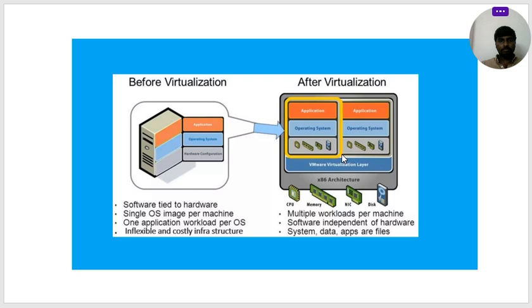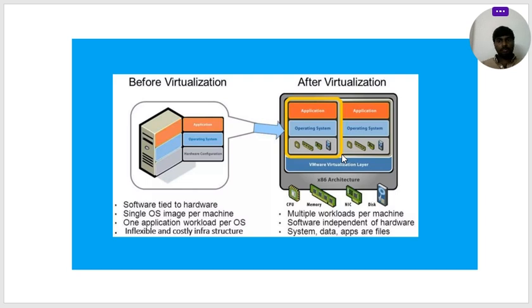Before virtualization, software was tied to the hardware, with a single OS image per machine. Each CPU or server has a single OS, with one application workload per OS. It was inflexible and costly infrastructure. That is what happened before virtualization. What about after virtualization?